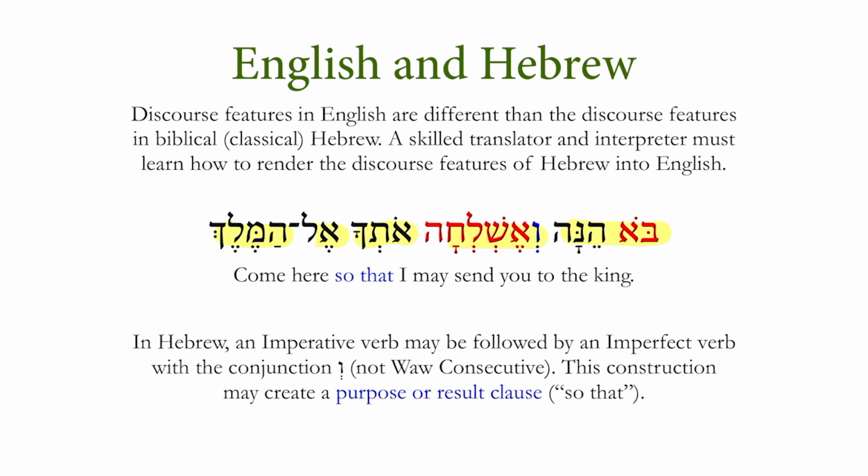Now observe that the verbs are connected by the conjunction waw highlighted in blue. But I didn't translate the conjunction like we normally would with the simple "and." I translated it with the expression in English "so that," expressing purpose. Why? Let's look at the last paragraph together on your screen. In Hebrew, an imperative verb may be followed by an imperfect verb with the conjunction waw. This construction may create a purpose or result clause, and we would translate it "so that."